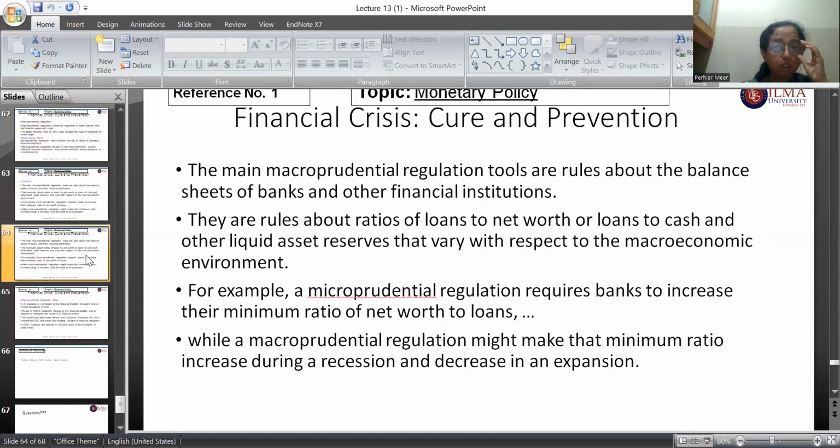The main macroprudential regulation tools are rules about the balance sheet of banks and other financial institutions. They are rules about ratios of loans to net worth or loans to cash and other liquid asset reserves that vary with respect to the macroeconomic environment. For example, a microprudential regulation requires banks to maintain a minimum ratio of net worth to loans, while a macroprudential regulation might make that minimum ratio increase during a recession and decrease in an expansion.